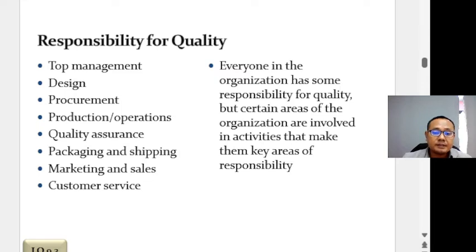Then customer service. Customer service is often the first department to learn of problems. So it has a responsibility to communicate that information to appropriate departments, to deal in a reasonable manner with the customer, work to resolve the problem, and follow up to confirm that the situation has been effectively remedied. So poor quality increases certain costs incurred by the organization.